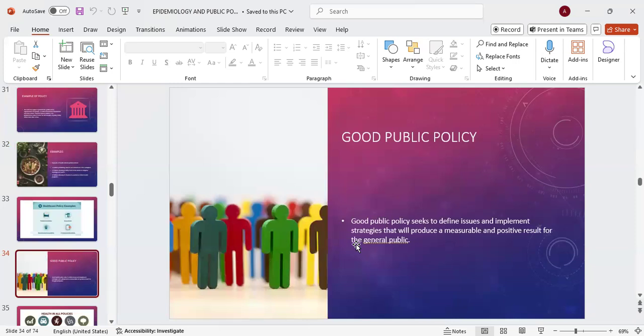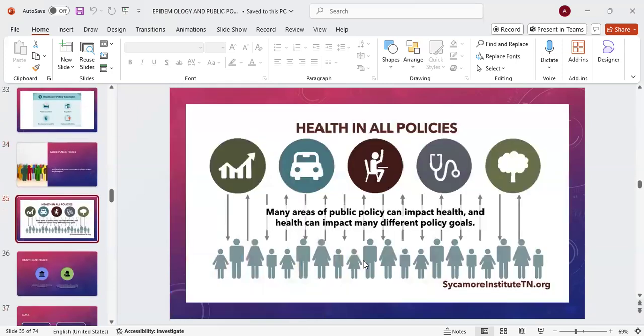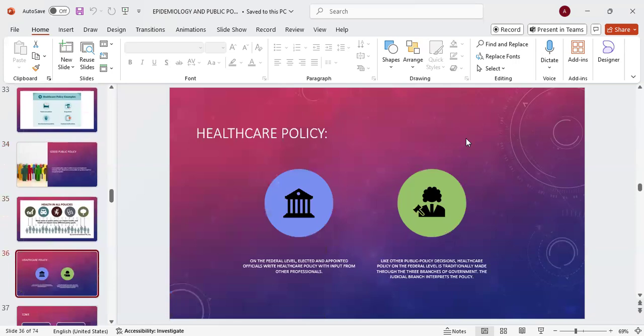Good public policy. Good public policy seeks to define issues and implement the strategies that will produce a measurable and positive result for the general public. Health in all policies: many areas of public policy can impact health, and health can impact many different policy goals. Healthy people will do their tasks in a better way.